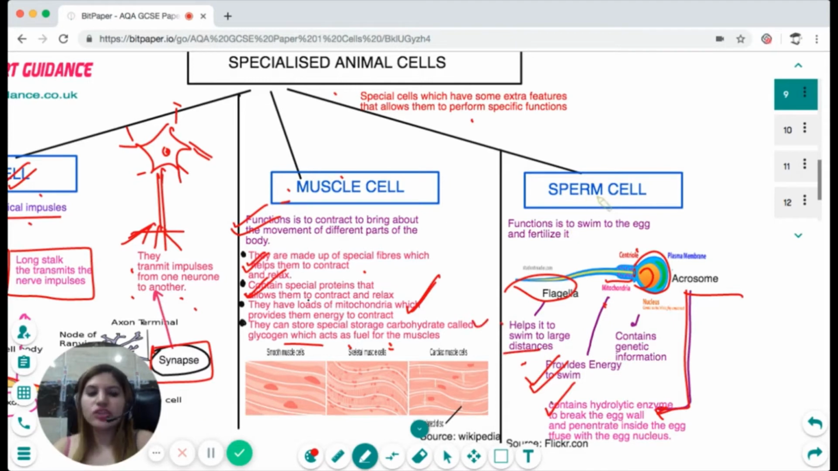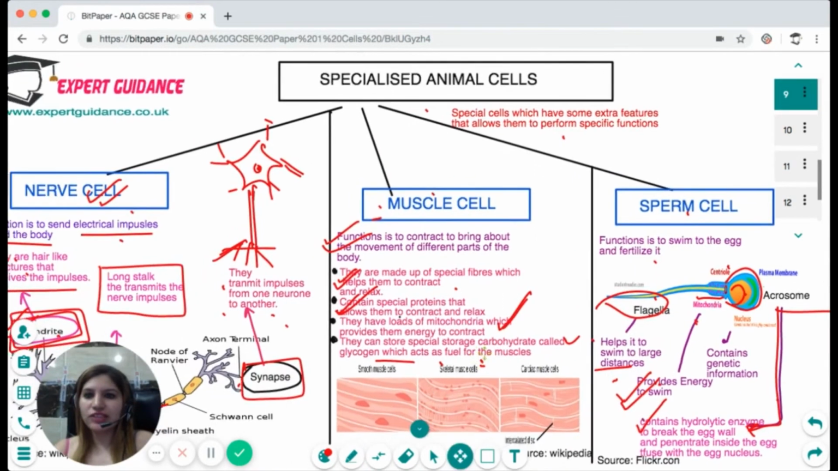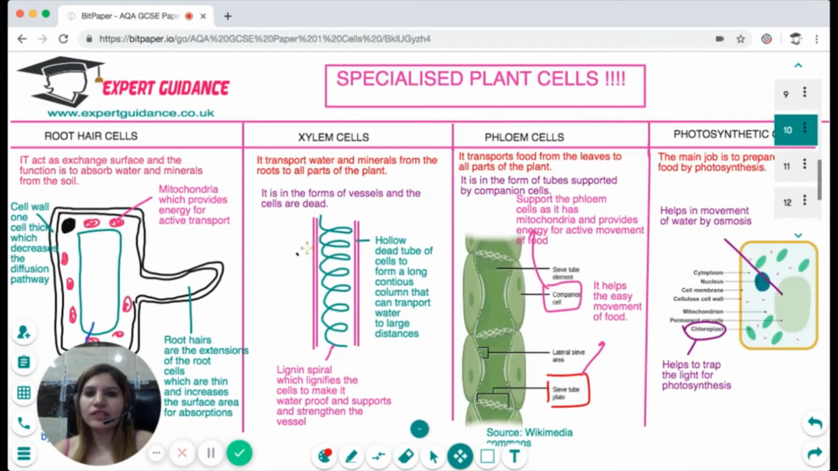distances. So I hope this is clear, and you should be able to label this, like what is an acrosome with its function. Okay, the flagellum with its function. So you should know the different components of a cell along with their functions. Okay, so now as we have finished the specialized animal cells, in the same way we have the specialized plant cells. Now, what are the specialized plant cells?